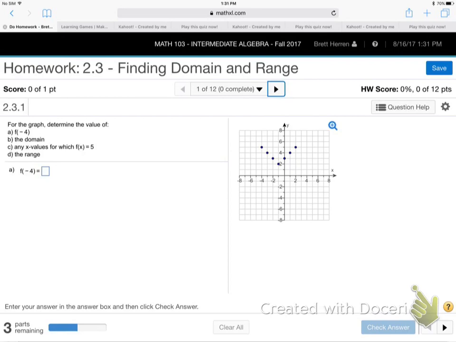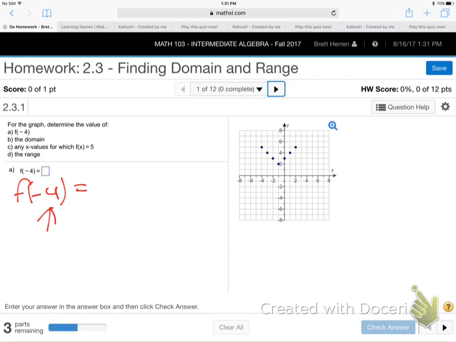So there it is. For the graph, determine the value of. All right, so what do they want us to do on this problem? So I'm doing your homework. Here's number 1 on 2.3, and they got these dots on the graph, and they're asking, first question: what is f of? Remember, that doesn't mean times. That means of. F of -4. So that means they're plugging -4 in there, and they're wanting some answer.